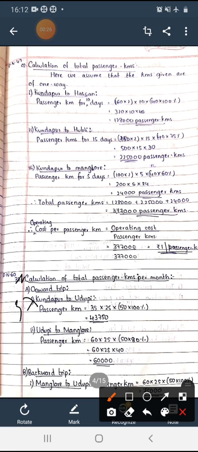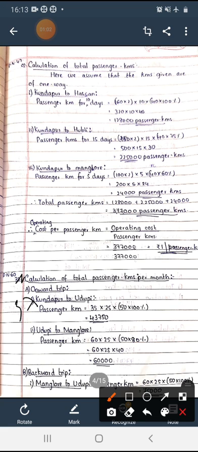Sugama Tourist runs a bus between Kundapur and Mangalore via Udupi. The distance between Kundapur and Udupi is 35 kilometers and between Udupi and Mangalore is 60 kilometers. During the onward journey, the bus is full of its capacity up to Udupi, but only 80% full between Udupi and Mangalore. On the return journey, it is full from Mangalore to Udupi, but 75% of the capacity between Udupi and Kundapur. The following information is provided.